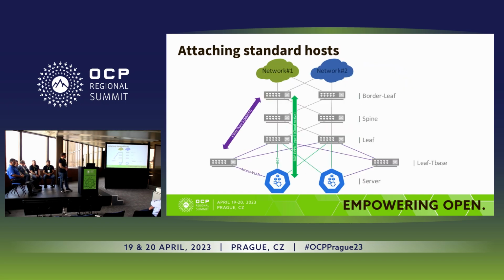If we drill down again a bit deeper, you can see our whole layout of our spine leaf fabric. On the top, there is a border leaf, as already mentioned, which has the different connectivities to the different backbones. Then in the middle there's a spine switch, which is collecting all of our leaf switches without the exception of the leaf T-base.